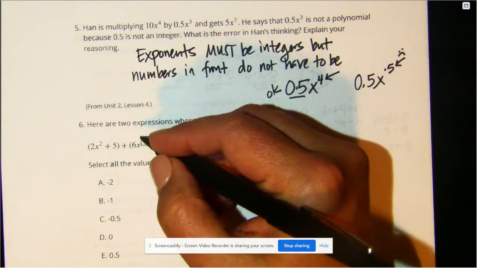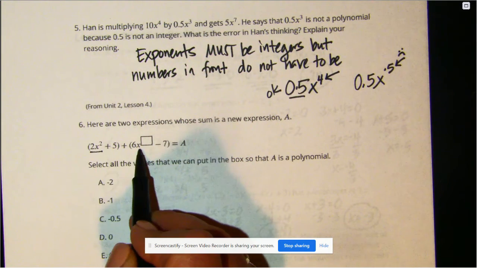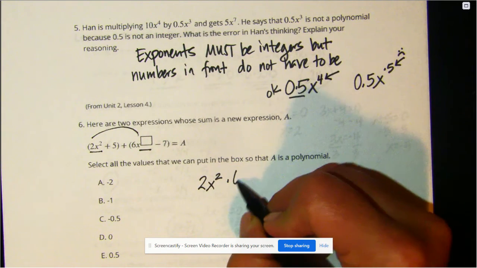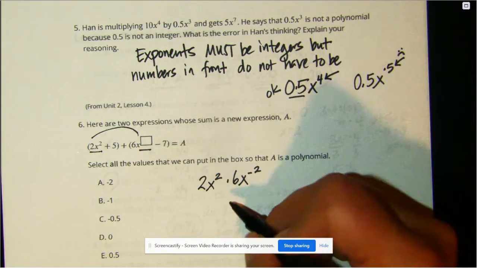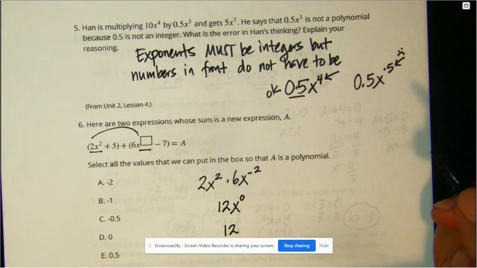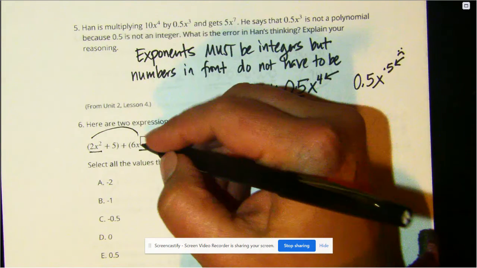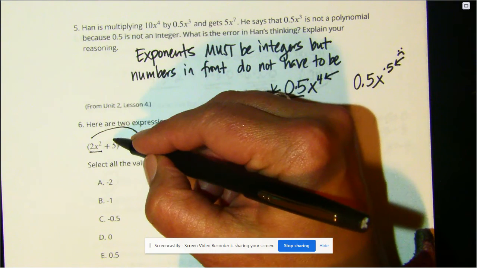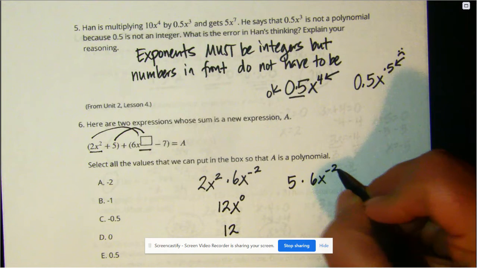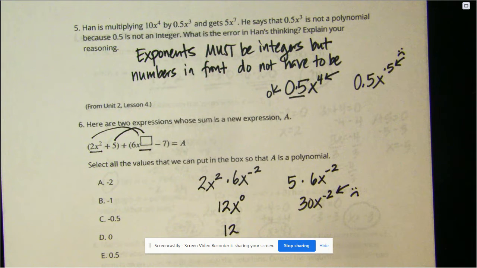So if I put a -2 here, I'm just going to focus on this times this. That's the only one I'm going to focus on. If I did 2x squared times 6x to the -2, that would become 12x to the 0, which is just 12. That'd be okay on that one, but actually let me just imagine if I did 5 times that. 5 times 6x to the -2 would be 30x to the -2.